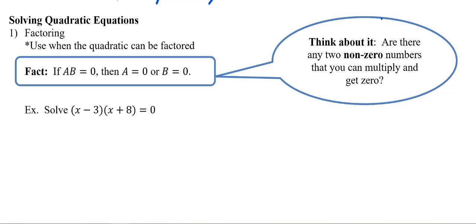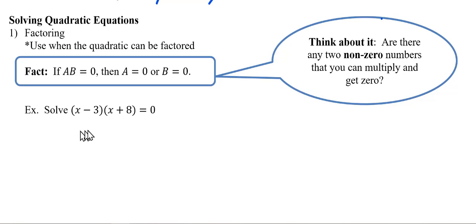And it's best to use when the equation, the quadratic itself, can be factored. This whole idea is based on the fact that if you multiply 2 numbers and you get 0 from that product, then one of the 2 numbers has to be 0. There's no way to multiply any 2 non-zero numbers and get 0. If both of them are non-zero, you're not going to get 0 when you multiply them.